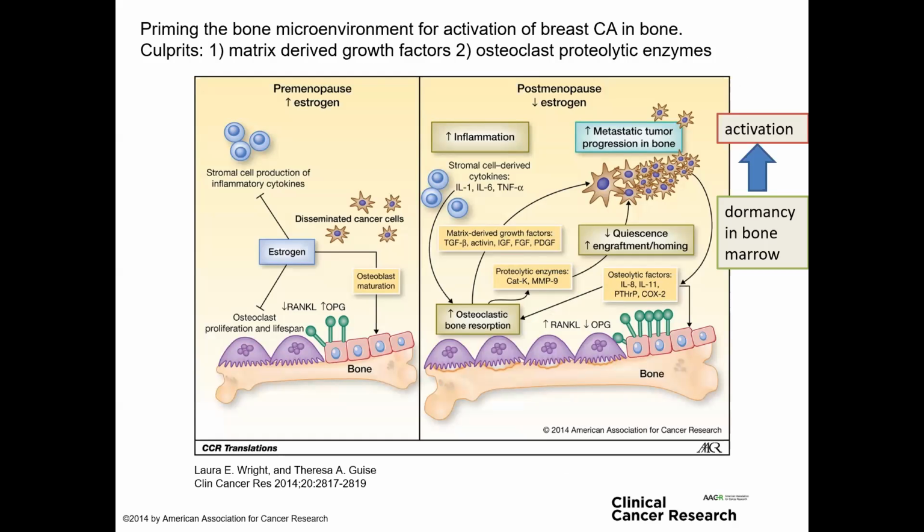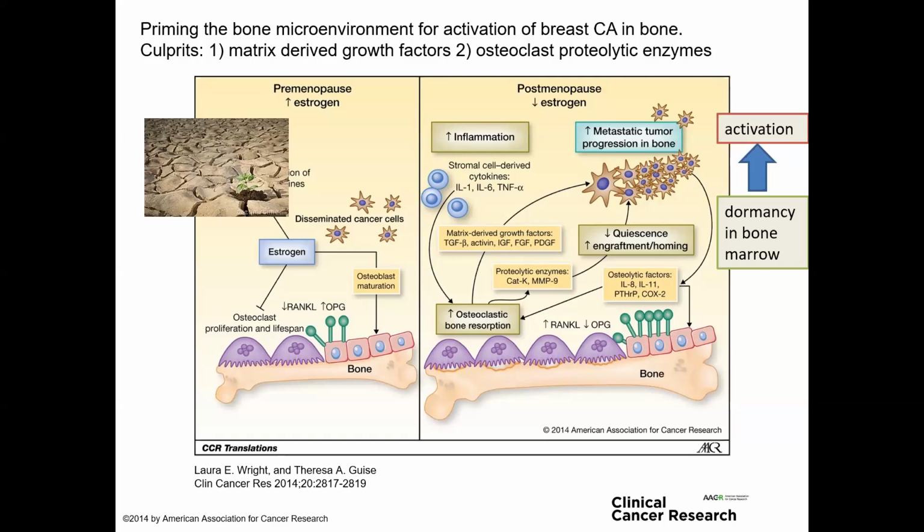Okay, and here we see a slide that tells us that in the premenopausal state, with estrogen around, there is not much stimulation of these disseminated cancer cells that can happen. But if we think about it in this context, okay, if we click, this is sort of a barren soil.